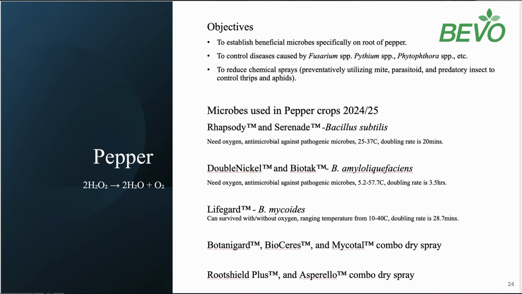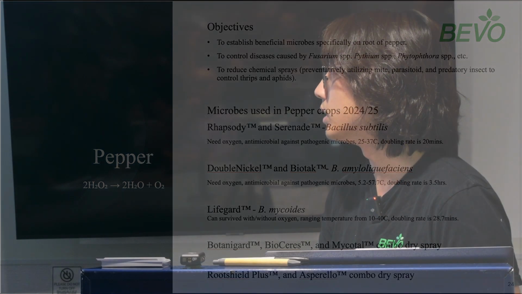The third one that we use is LifeGuard, Bacillus mycoides. This guy can survive without oxygen. So we do have all these products that go into the pepper this year that have support of microbes that need oxygen and also without oxygen at the same time. It can survive with or, like I said, without oxygen. Ranging temperature is 10 to 40 degrees and the doubling rate is 28.7 minutes. And other products commonly known in the industry, Botanicard, Bioceres, Mycotal, Ritchie Plus, Aspergillo in this case, are all the stuff that went into the pepper this year.